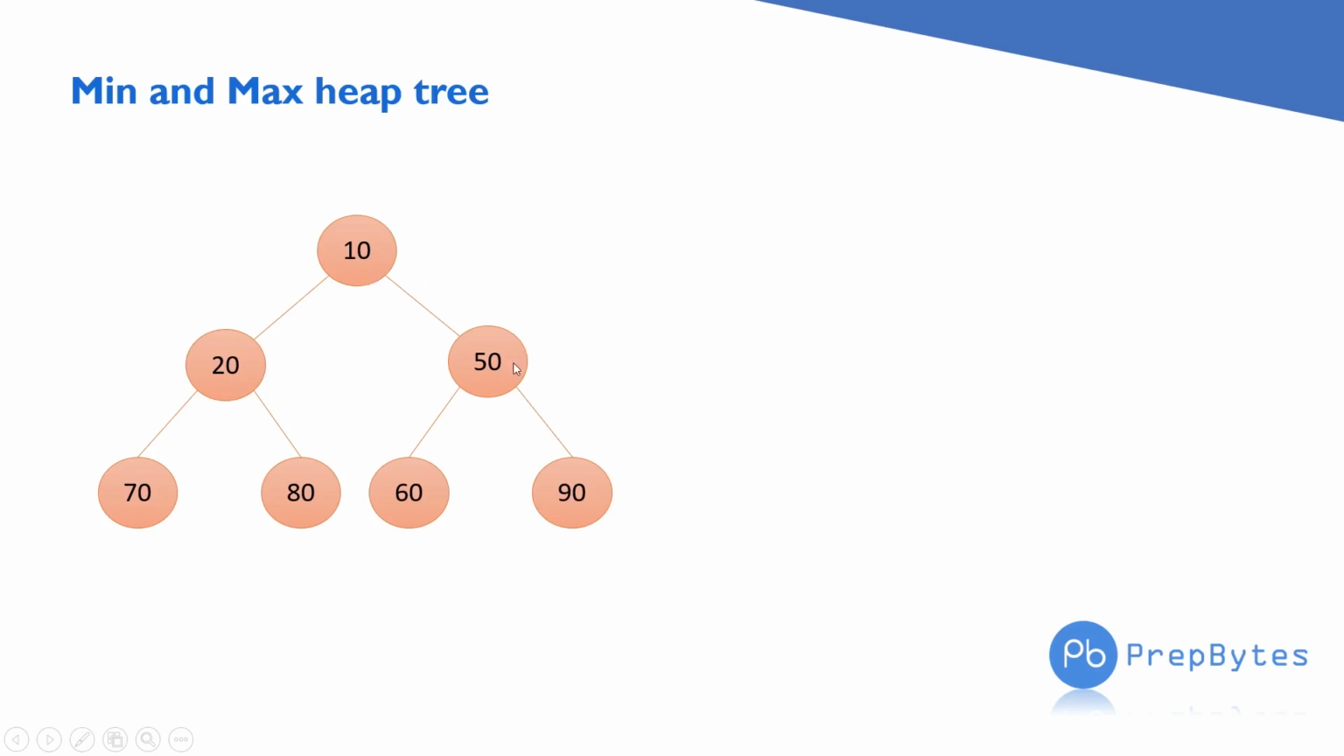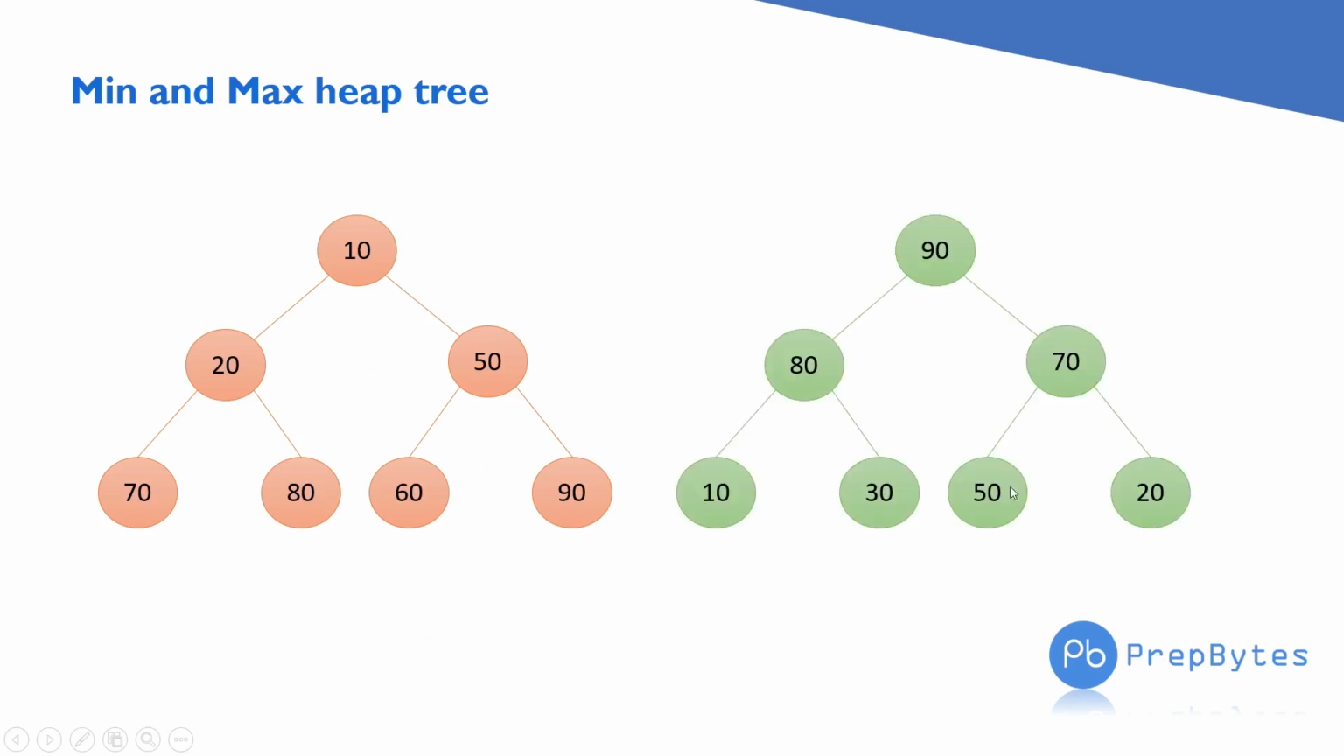Next we can see that 50 is also a min heap because 50 is smaller than 60 and 90. So if the root is smaller than its children, then we have a min heap tree. And heaps are always almost complete or complete trees. The next point to note is, the leaves are always min heaps if we are seeing a min heap tree, and the leaves are always max heaps if we are seeing a max heap tree. So leaves are always min heap or max heap depending on the tree that we are dealing with.